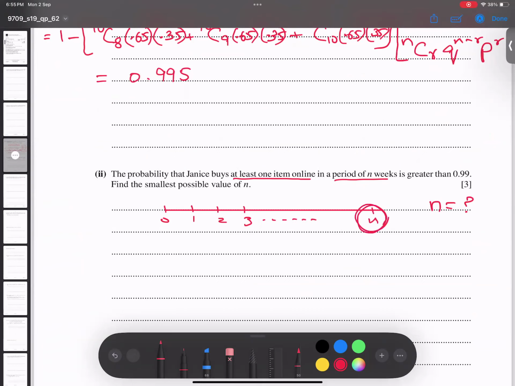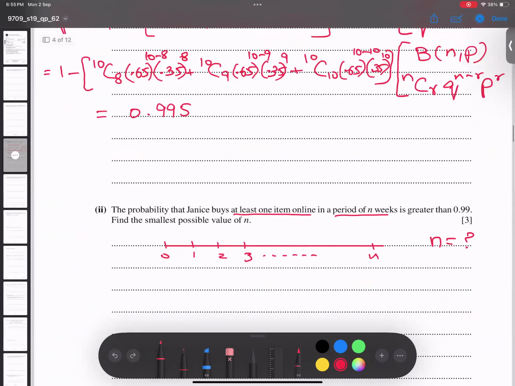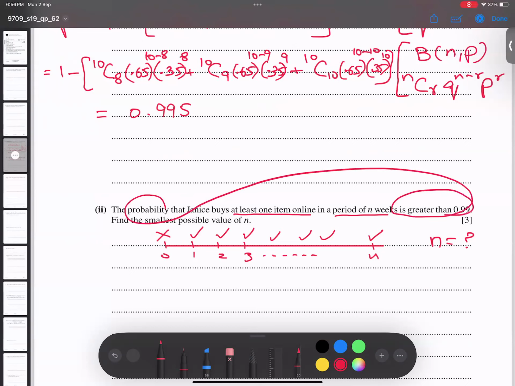And maybe 10, 11, 12, any number could be. Okay, so what is he saying? At least one item online. At least one item means 1, 2, 3, 4, 5, 6 till n, all I need. But what I don't need, this I don't want. And he said that probability is greater than 0.99.